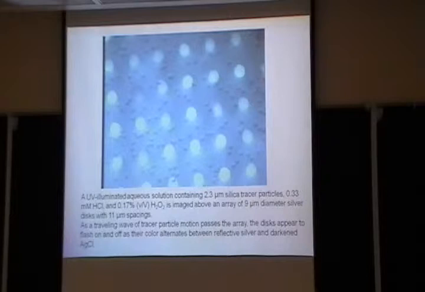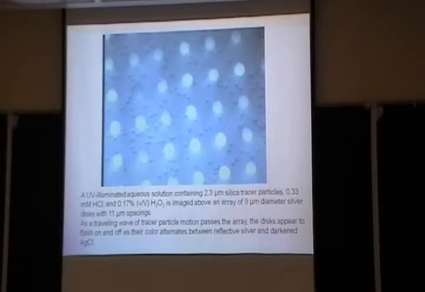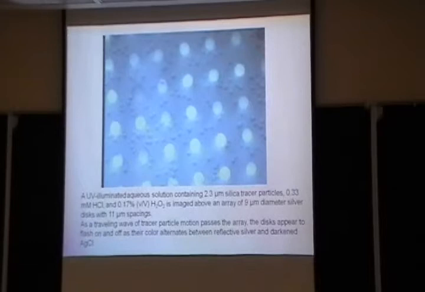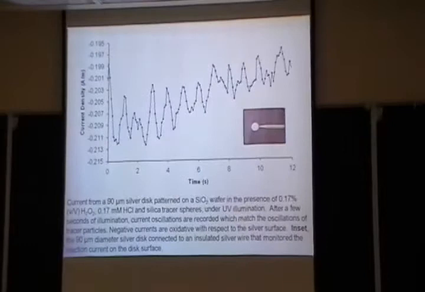And it's a redox reaction. Remember, you're reducing the silver, oxidizing it, reducing it, oxidizing it. So if you connect a piece of wire to one of these features, you can actually measure the current. And the current is going up and down, up and down, up and down. So it looks like the mechanism that I suggest.